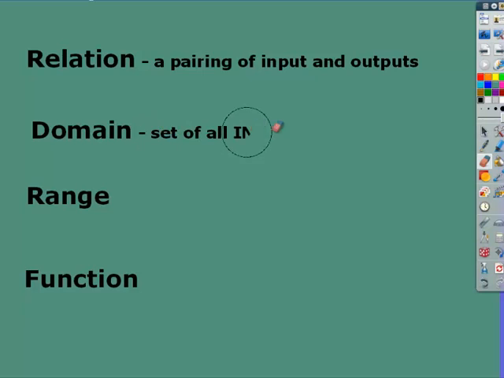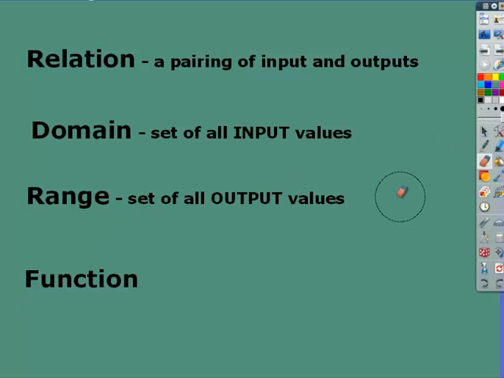Now the domain is simply a set of all input values, but when we write it, the domain is always going to be in curly brackets, and it's going to be listed from smallest to biggest, which is the ascending order, and we're going to have no repeats. Okay, the range then is the set of all output values, and it's going to be set up the same way, in curly brackets, no repeats, and ascending order.